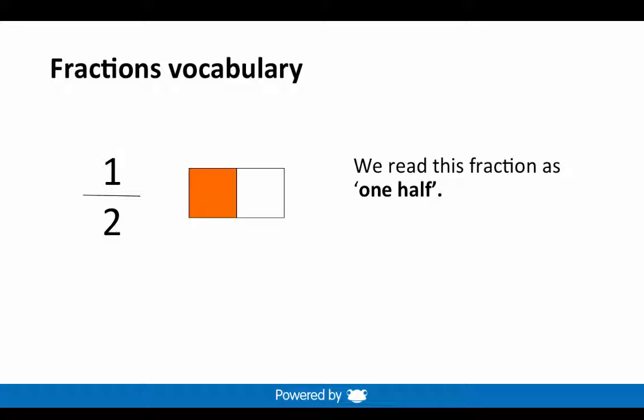It's important to learn what each part of a fraction number means. The number on the bottom of the fraction is called the denominator. This tells us how many equal parts the shape has been divided into. The number on the top of the fraction is called the numerator. This tells us how many of the equal parts we have. In this example, 1 out of the 2 equal parts has been shaded in, and we read this fraction as 1/2. To find a half, we divide by 2.